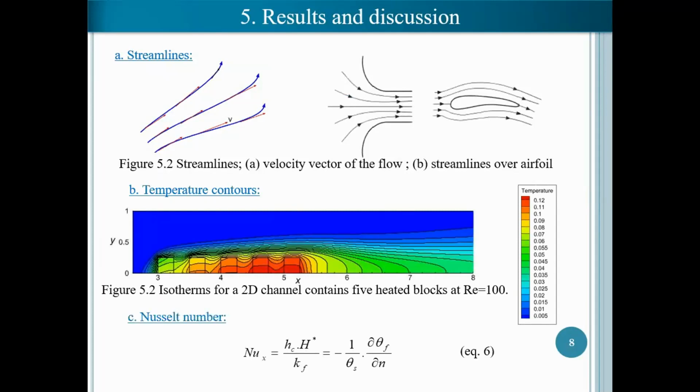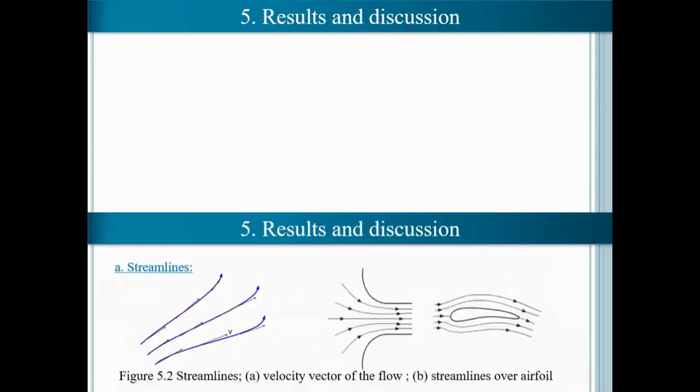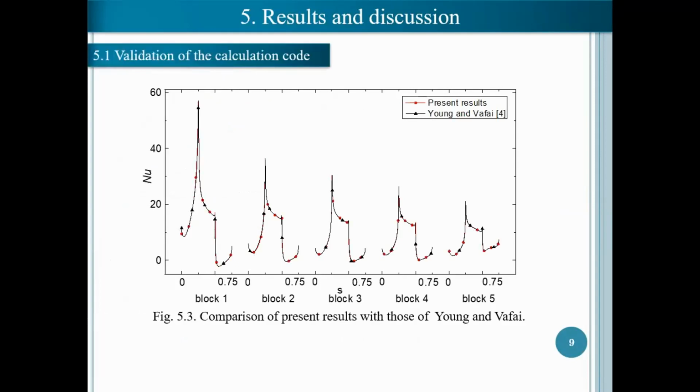And finally, the Nusselt number. The Nusselt number is a dimensionless number used to characterize the heat transfer between a fluid and a solid wall. It is defined as the following equation. The validity of the calculations is investigated by comparison with the work of Young and Vafai for Reynolds equal to 1000. As appears in the figure, a great agreement is obtained and the maximum deviation is less than 3%.